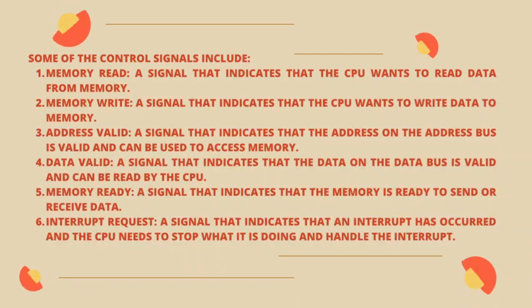The fifth one is memory ready, a signal that indicates that the memory is ready to send or receive data. And the sixth one is interrupt request, a signal that indicates that an interrupt has occurred and the CPU needs to stop what it is doing and handle the interrupt. Now this was all about the control signals.